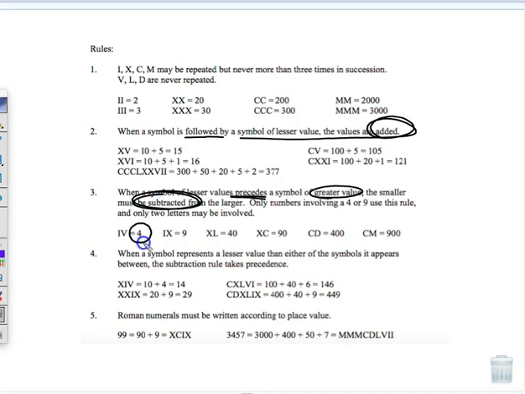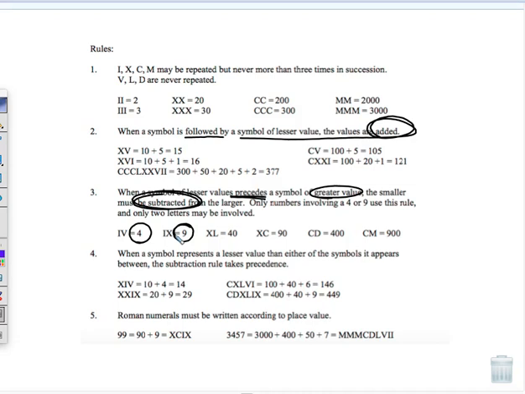And this is where a lot of your 4 and 9 digits are going to come in. Number 4: when a symbol represents a lesser value than either symbol it appears between, then the subtraction rule takes precedence. So make sure you look at these examples. You can pause the video and look at them. It's very simple, and most of you are already going to be familiar with this.